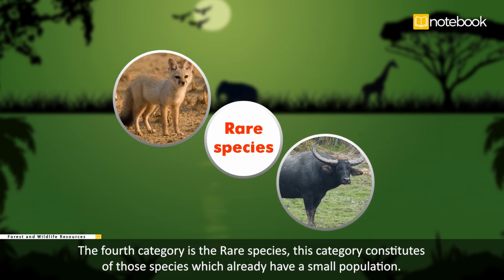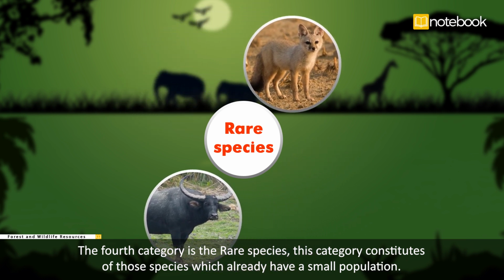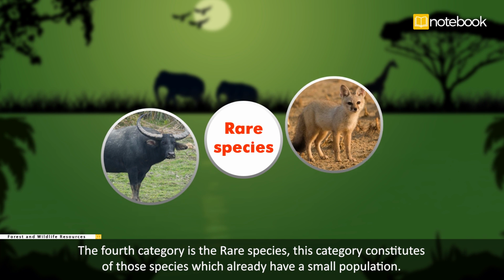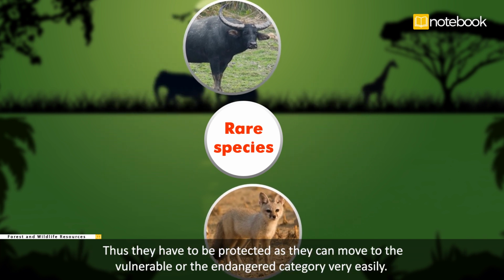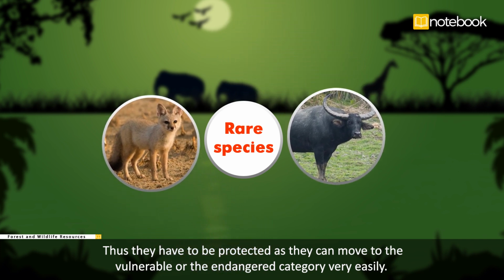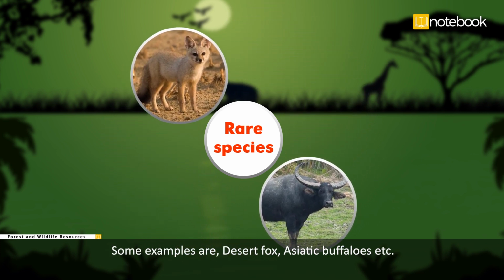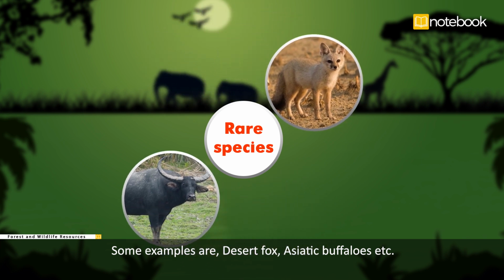The fourth category is the rare species. This category constitutes those species which already have a small population. Thus, they have to be protected as they can move to the vulnerable or the endangered category very easily. Some examples are desert fox, Asiatic buffaloes, etc.